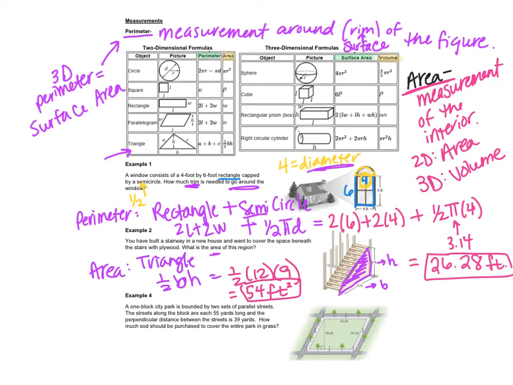All right, so the next one, it says, one city block of the park is bounded by 2 sets of parallel streets. The street along the block is 55 yards long. The perpendicular distance between the streets is 39. How much sod should be purchased to cover the entire grass? So if I'm thinking about covering this, I'm going to cover something on the inside. That's going to be the area. All right, so I know I'm going to need area here.